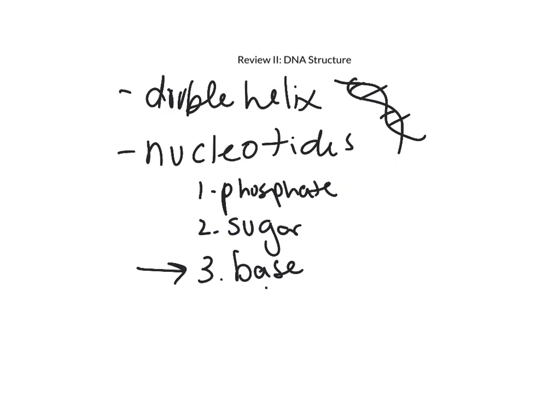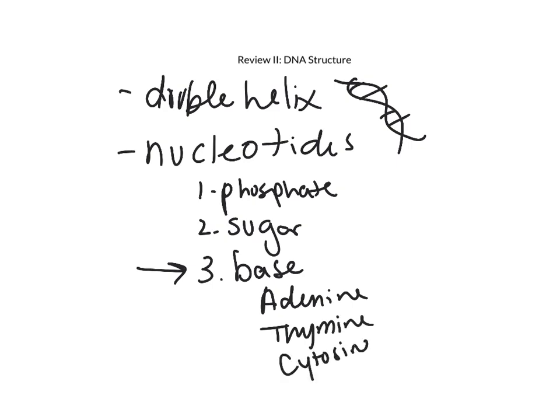Because for the base, we have 4 types of bases. We have adenine, we have thymine, we have cytosine, and we have guanine. Now there's a special rule that we use to figure out what goes with what, and that is that A is always going to match with T and C always matches with G. So those are the base pair rules that help us figure out how we would match this strand together.